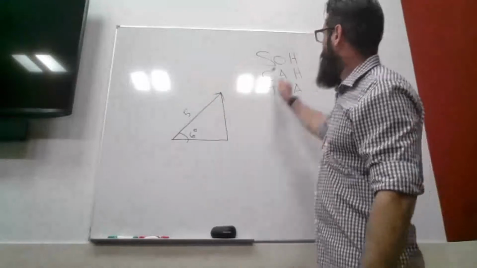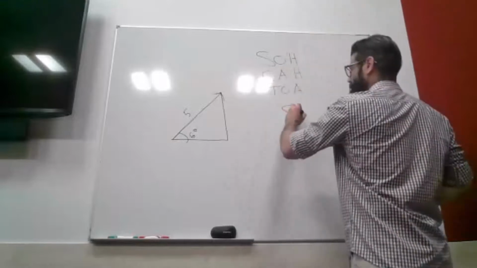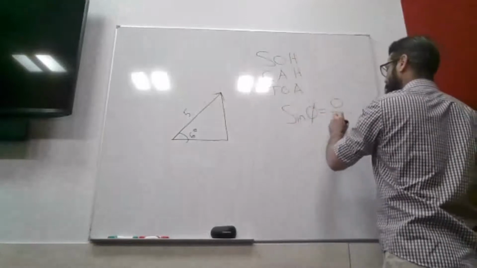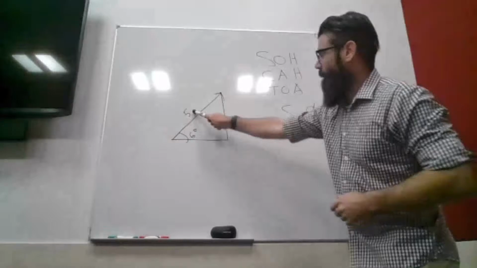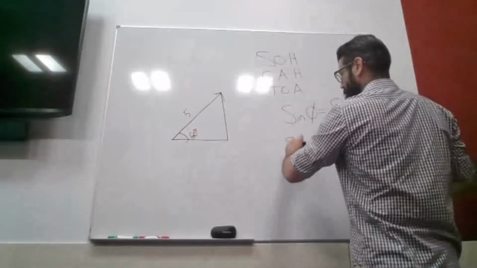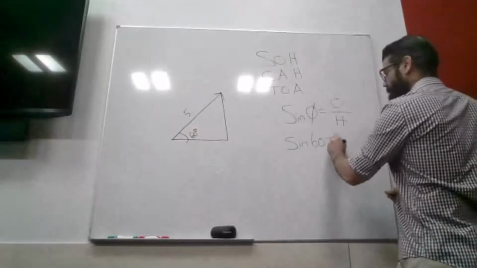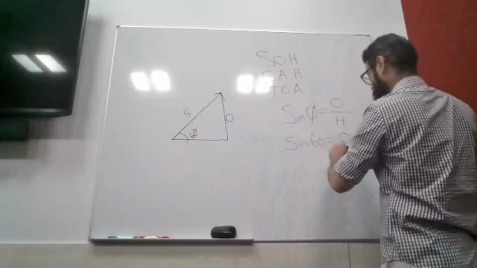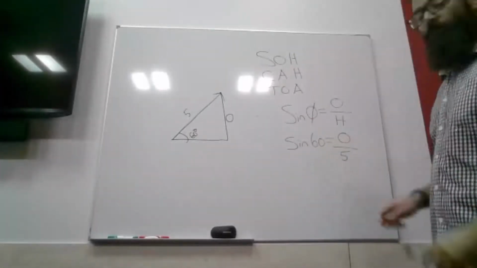So opposite and hypotenuse, I'm going to use SOH. Sine of the angle is equal to opposite over hypotenuse. Then I want to find the value of opposite, so I'm going to feed in the two values that I have here. We can say sine of 60, because that's the size of our angle, is equal to opposite, that's the value I'm trying to find, over the hypotenuse, which is 5. So sine 60 equals O divided by 5.